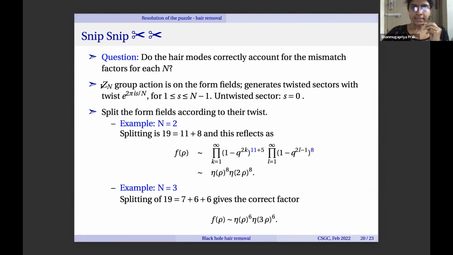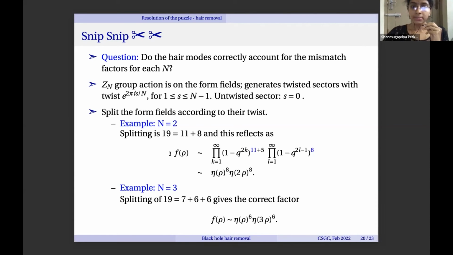Now the Zn group action, which is the orbifolding, is going to act on the form fields. These generate twisted sectors with a twist given by a value like this, and here S runs from 1 to N minus 1. In this case, the untwisted sector corresponds to S equal to 0.